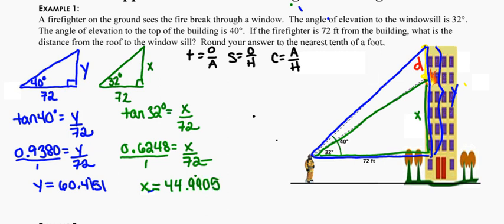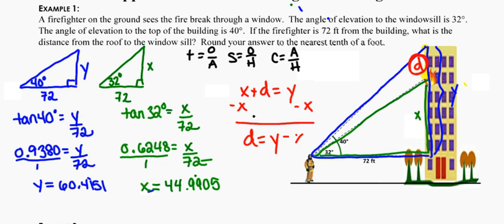All right, so maybe you see very clearly that the distance we're looking for in the problem is just the difference between y and x. If that's not so obvious to you, you could think about the distance d plus the distance x, or x plus d, is equal to the entire distance y. So when you subtract x from both sides, the distance is equal to y minus x.